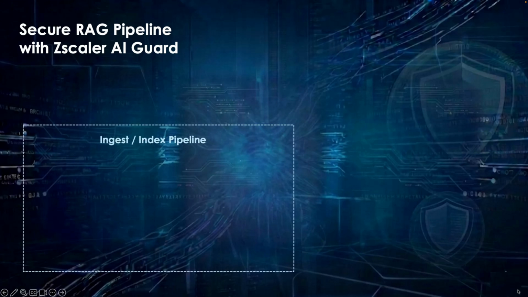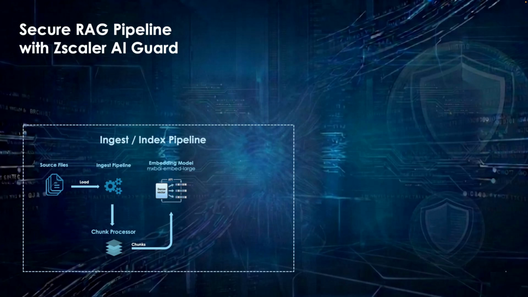Here is our ingest and index pipeline. We load the enterprise source documents, pass them through a chunk processor to break them down into digestible pieces. Next, we need to make this text searchable. We run those chunks through an embedding model to turn them into dense vectors. Finally, we store them in a vector database for semantic retrieval. Our knowledge base is now ready.